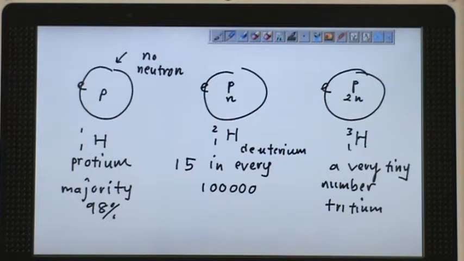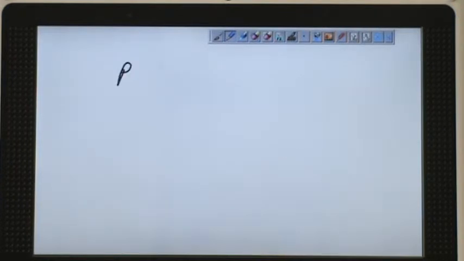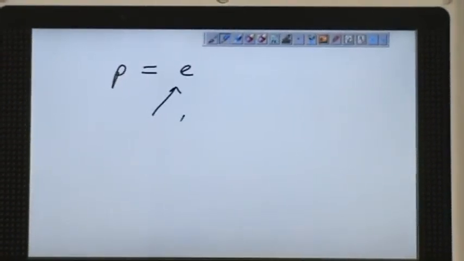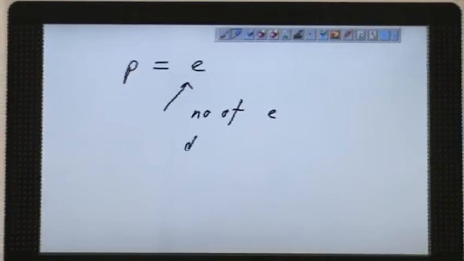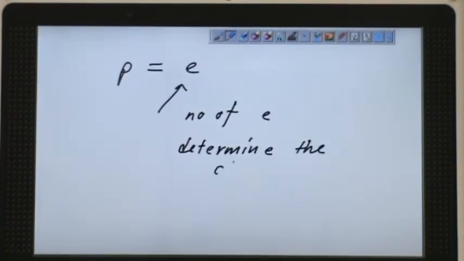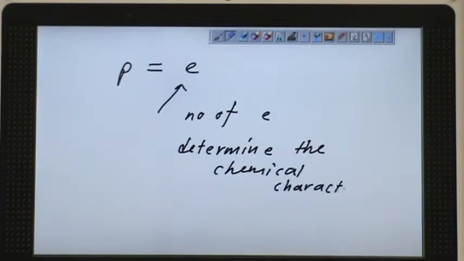Due to the discovery, they measured the percentage of the different isotopes, but they found that they have the same number of protons. The same number of protons also indicates the same number of electrons. Since they have the same number of protons, they have the same number of electrons. And we have learned before that the number of electrons determines the chemical characteristics.